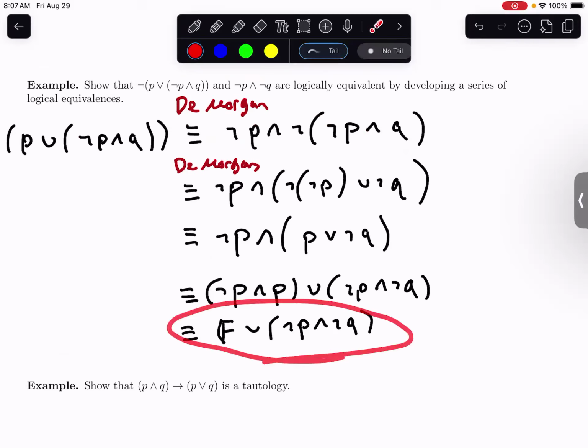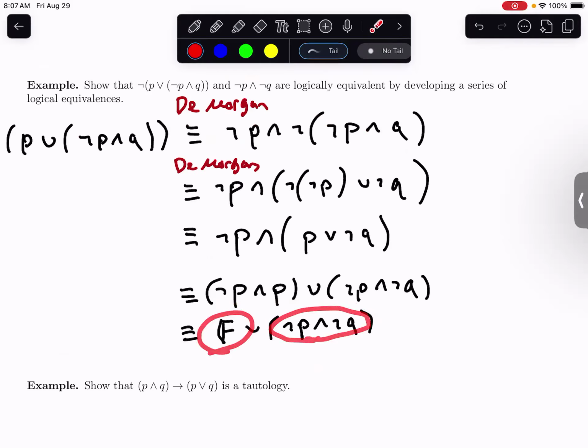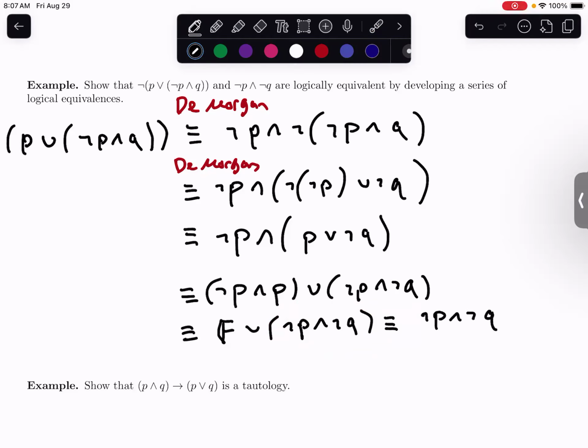And then this is going to be entirely determined by what the truth value of not P and not Q is going to be, right? If this is false, then we're going to output false when we OR it with false. If this is true and we OR it with false, then it's going to be true. So the false here doesn't really do anything, right? It's entirely dependent on what the truth value of this is going to be. So this is the same thing as not P and not Q, which is what we wanted to show, right? We started with this proposition and we ended with this proposition. And between the two, we have a bunch of equivalences. So the statements are logically equivalent.